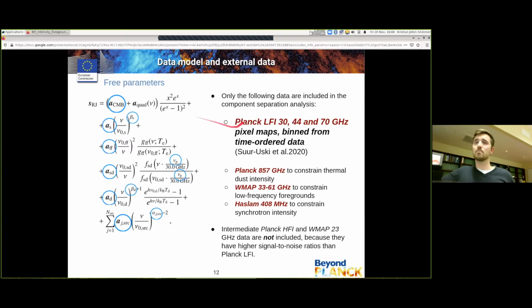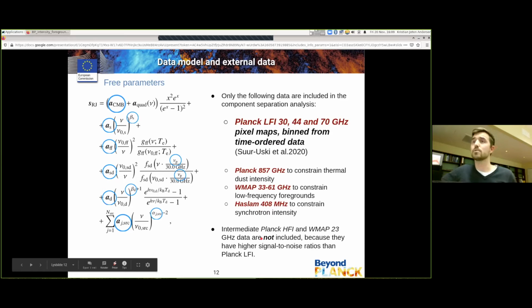Trygve mentioned some of them. We use the Planck LFI data, the TOD data that we've binned to the pixelized map, following Anastasia's talk yesterday. We also, in temperature, include a Planck 857 gigahertz map in order to constrain the thermal dust intensity. We include the WMAP 33 through 61 gigahertz maps in order to better constrain the set of low frequency foregrounds. And we also include the Haslam map at 408 megahertz to constrain the synchrotron intensity.